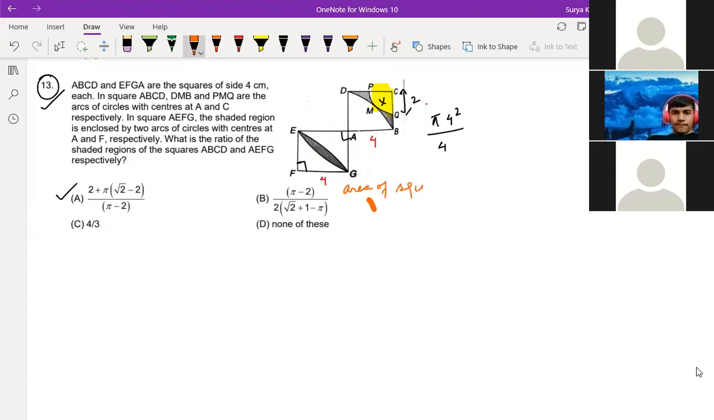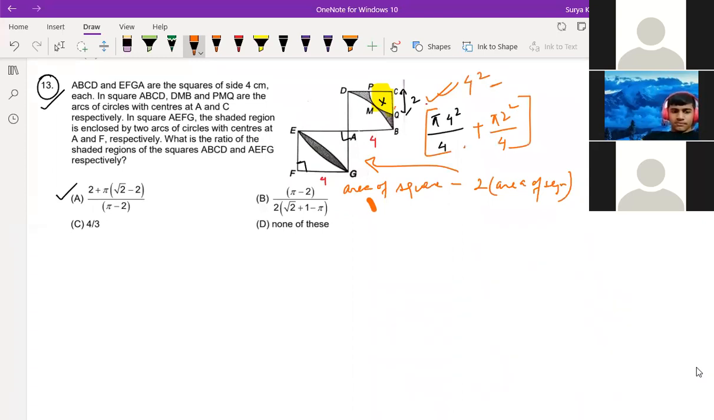Area of a square minus 2 into this is the area of this one, right? Yes, sir. And then this you can do. If you know this, you can find pi 4 square plus pi 2 square by 4, right? And this you subtract from 4 square only, right? 4 square minus this you do, you'll get the area of the upper one. And this one, if you do, you'll get the area of this one.